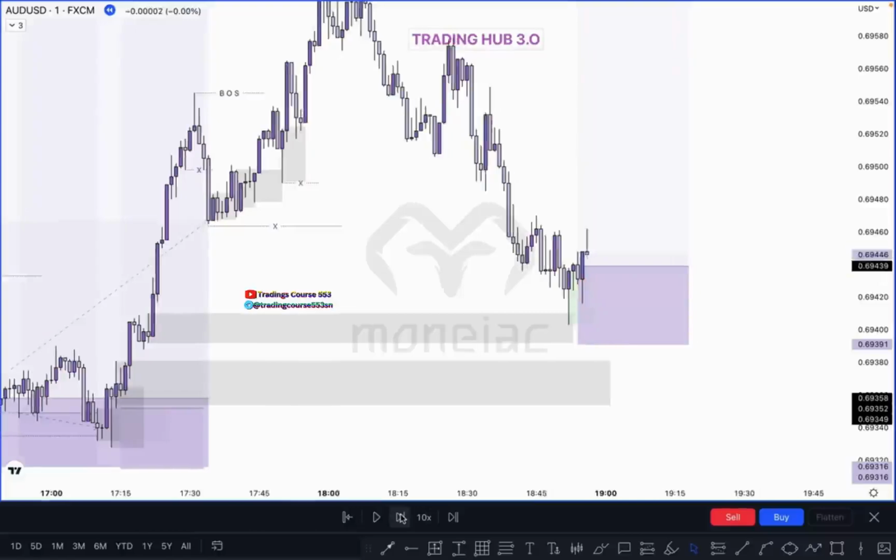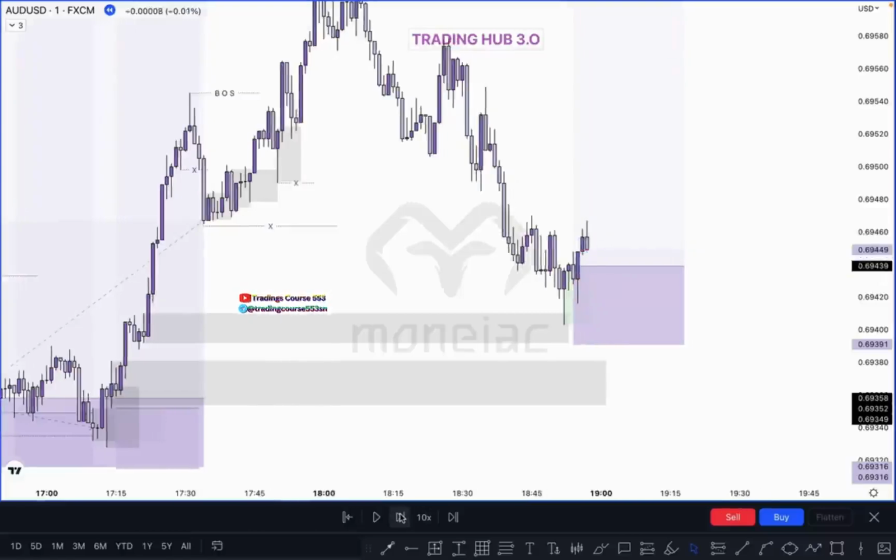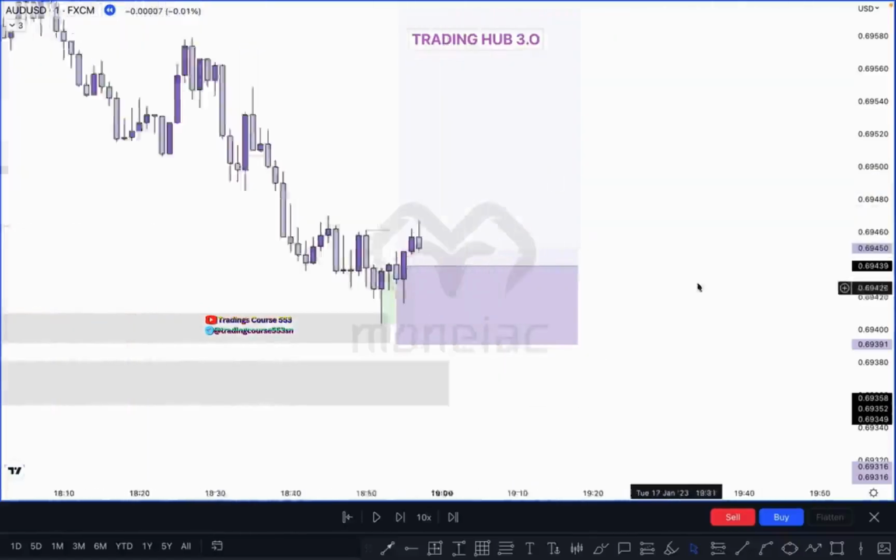Okay, the market mitigates this one and continues to go higher, right? So what's happening here? Look at this one. This is our change of character, and this is our micro structure. And the same thing will be applicable when the market taps on your PD zone in a higher time frame. So the same scenario will be applicable here.